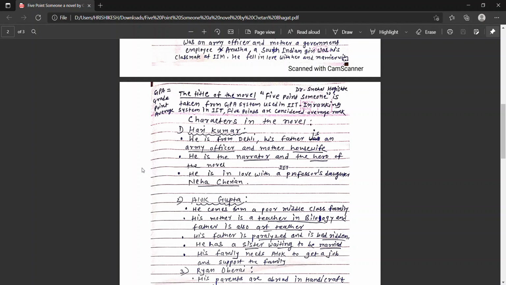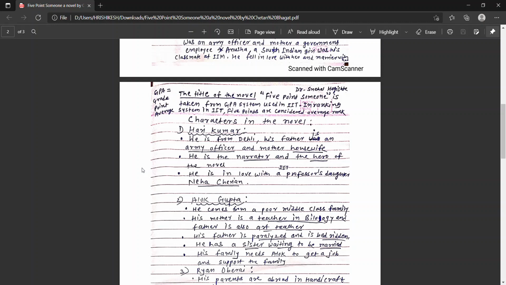He is the narrator. Narrator म्हणजे काय? कथन करणारा. 5 पॉइंट समवनची जी काही कथा आहे ती कथा सांगणारा व्यक्ती कोण आहे? हरी कुमार. Narrator of the story of the novel is Hari Kumar, and Hari Kumar is the hero of the novel.